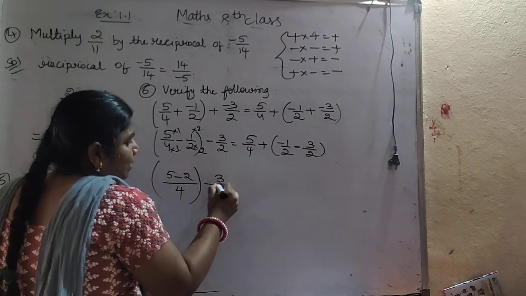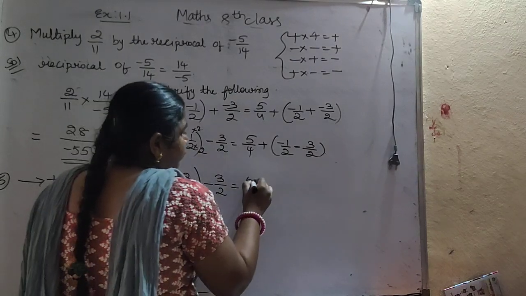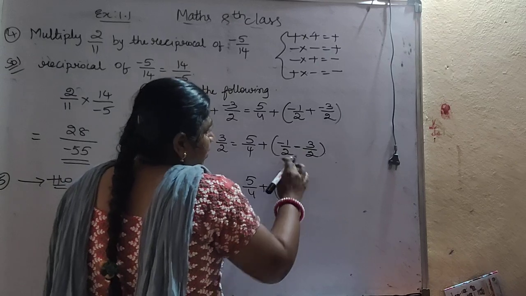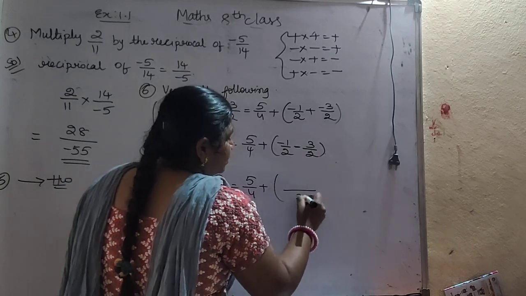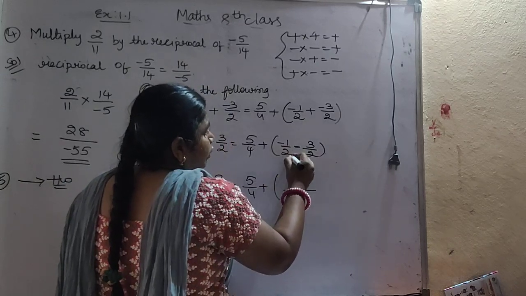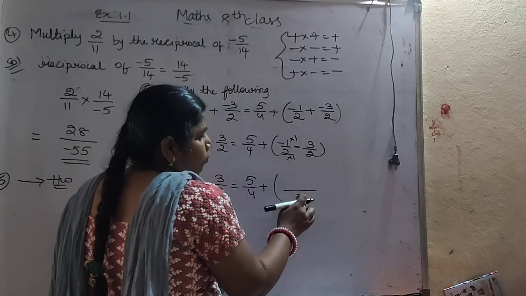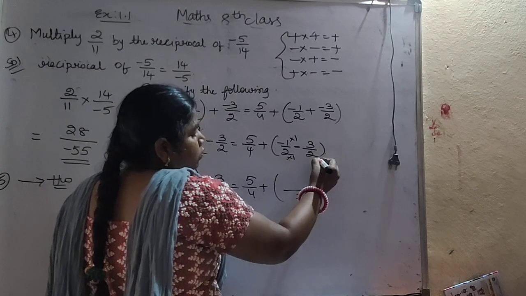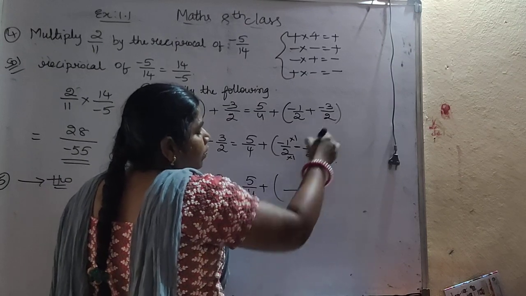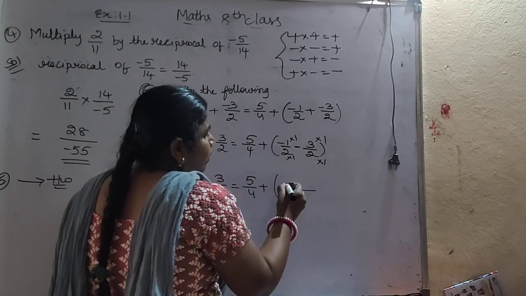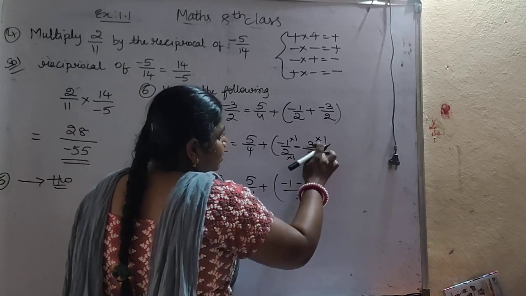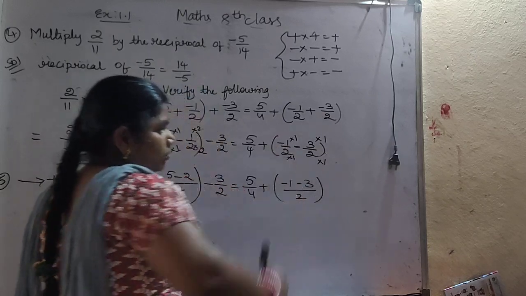So this number, write as it is, equals 5 by 4. Now 2 into LCM will be 2 itself. So here into 1 into 1. For 2, how much will you multiply to get 2? 2 1s is 2. In the same way here into 1 into 1. Minus 1 into 1 will be minus 1. Minus 3 into 1 will be minus 3.